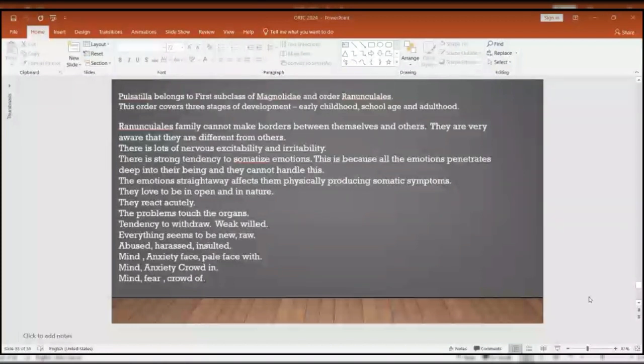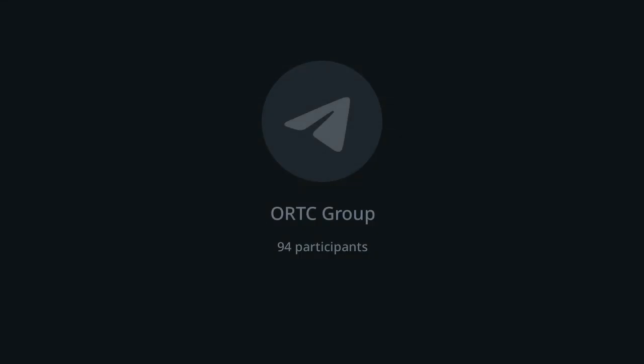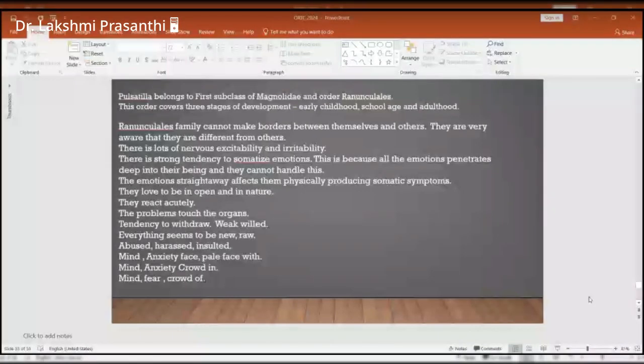Themes of being abused, harassed, with themes of anxiety. And here the other rubrics taken in the case were mind anxiety, pale faced with; mind anxiety, crowd in; and fear, crowd in. So this is how you can easily differentiate the case, being primitive, wanting love and care.